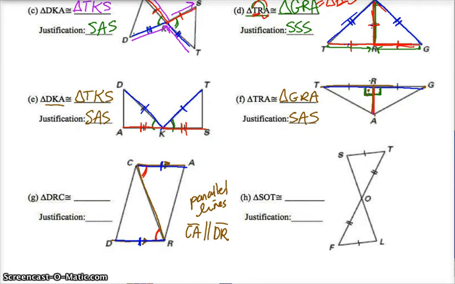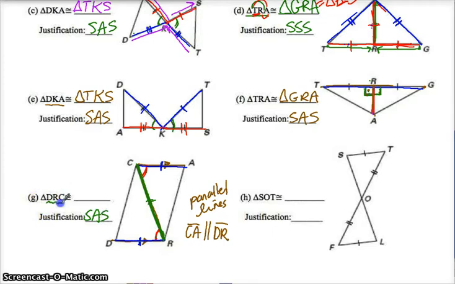And then we have this shared side right here. So that's a shared side. So hopefully, again, you can see SAS, blue, red, green, SAS. So why are these two triangles congruent to each other? Because of SAS.